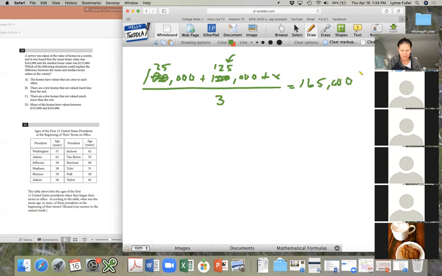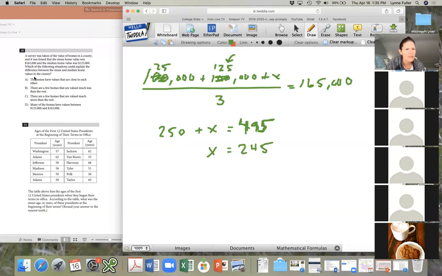So 125 plus 125 is 250. And 165 times 3 is 495. So if I take 250,000 plus X equals 495,000, and I subtract 250 from 495, that means that one house is worth 245,000, almost double what the other houses are worth.